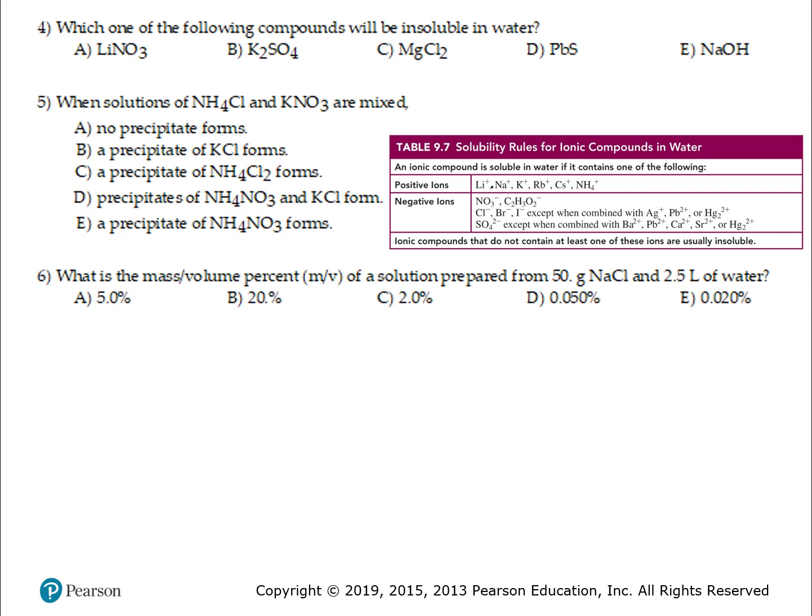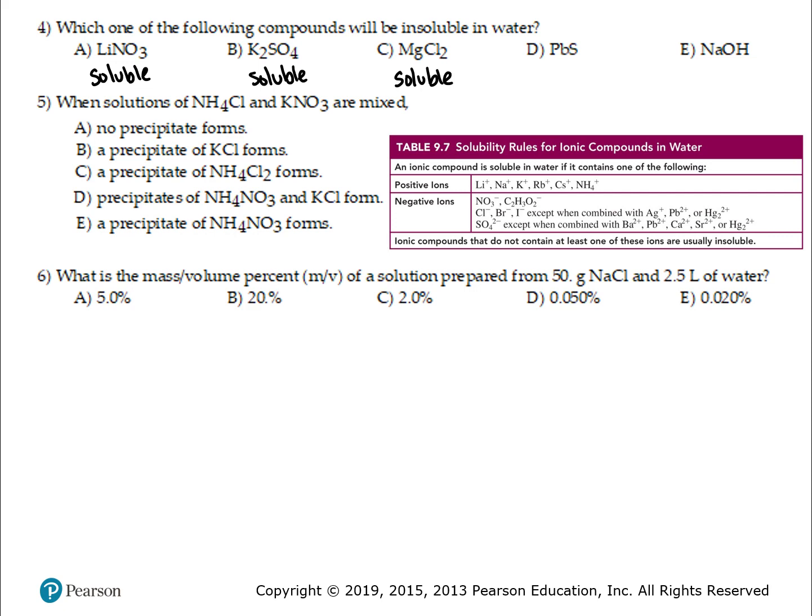Lithium is one of those ions that if you see an ionic compound, it's very likely soluble. Same thing with nitrates. So that one's soluble. Potassium is another ion where if you see a compound with potassium, it's going to be soluble. Chlorides are also soluble, with some exceptions. Magnesium is not an exception, so that means magnesium chloride should also be soluble.